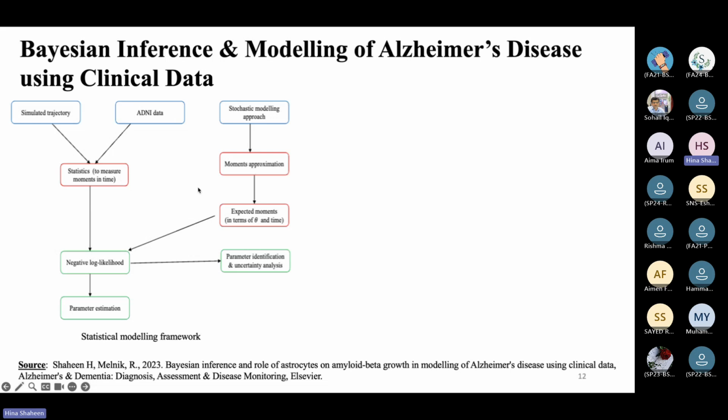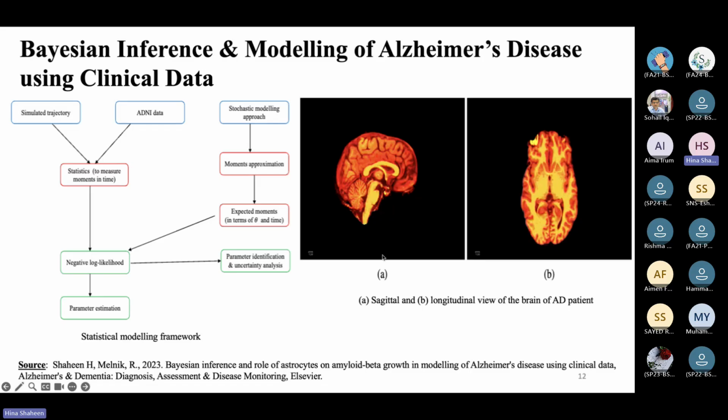We have adopted the data for 1,706 patients. Then we used the moment approximation, where we can develop the negative log likelihood estimation of the parameters. And then we can do our uncertainty analysis using the approximate Bayesian computation technique. Now, this is the overview of one patient with Alzheimer's disease.